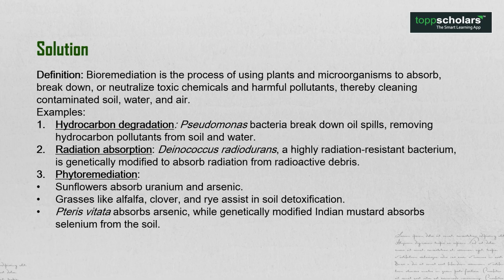3. Phytoremediation. Sunflower absorbs uranium and arsenic. Grasses like alfalfa, clover, and rye assist in soil detoxification. Thlaspi and Ipomoea batatas absorb arsenic, while genetically modified Indian mustard absorbs selenium from the soil.